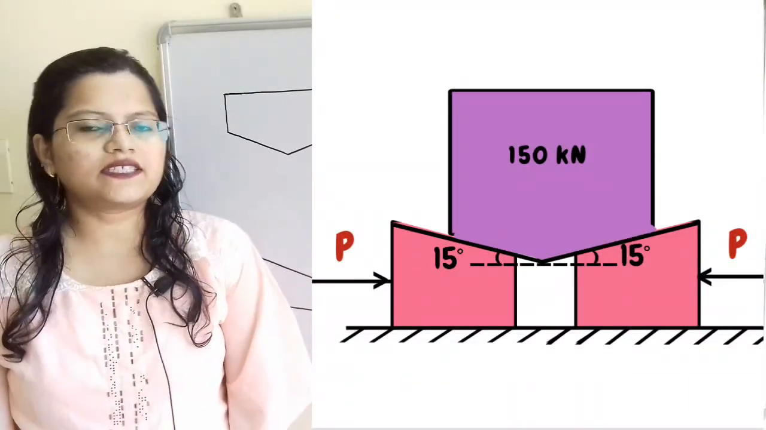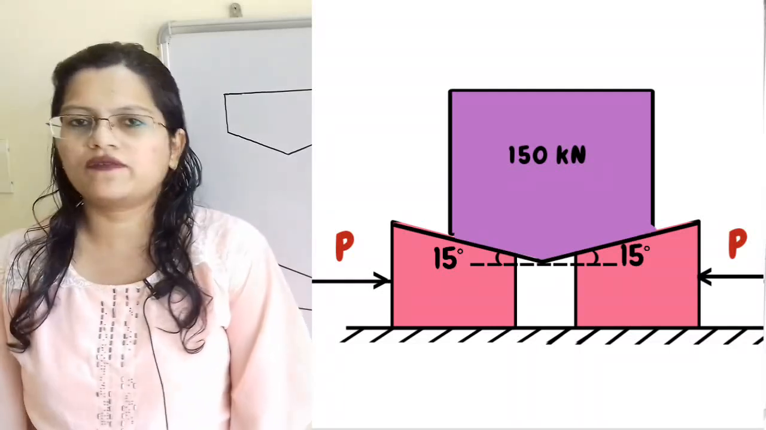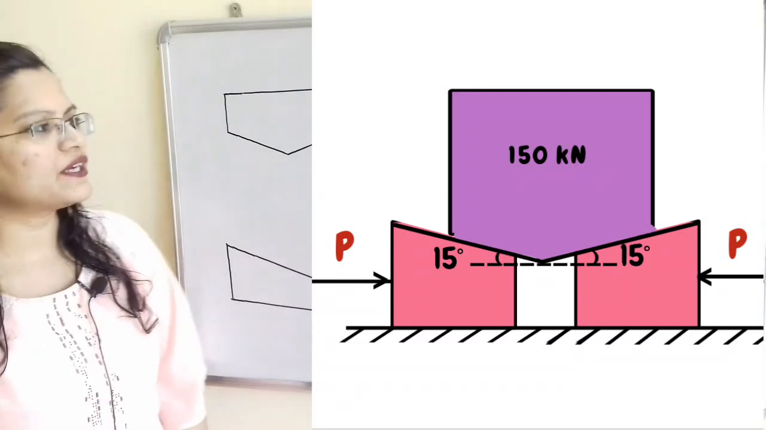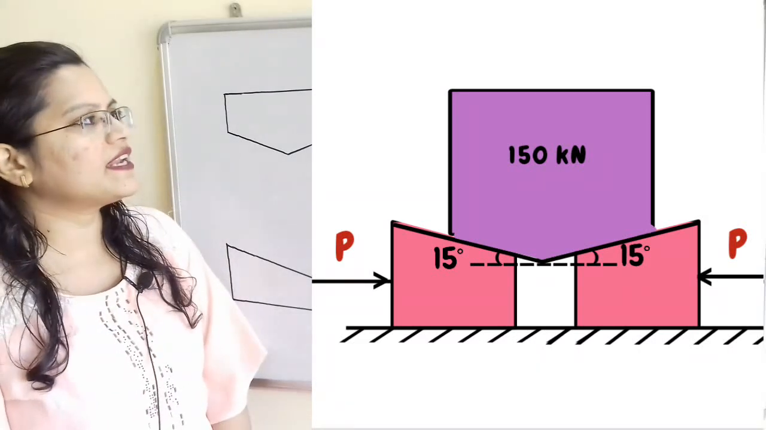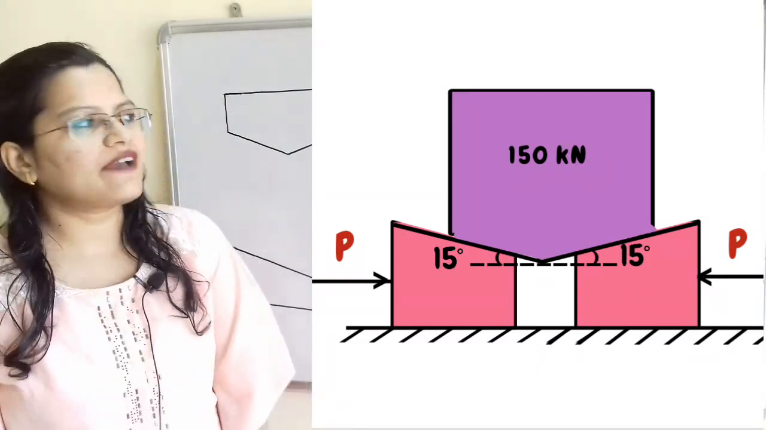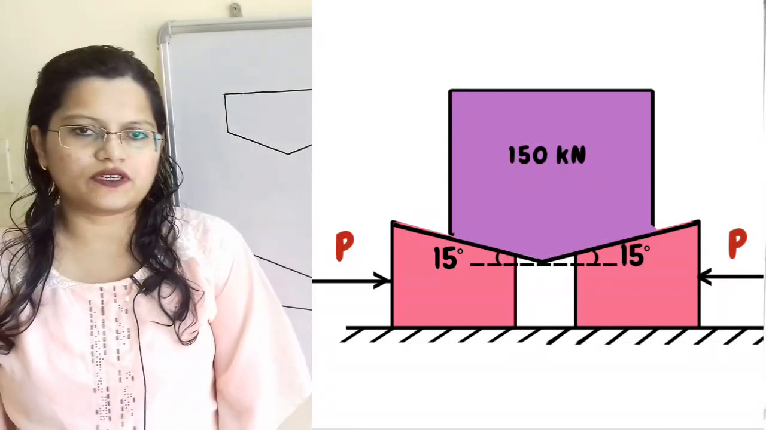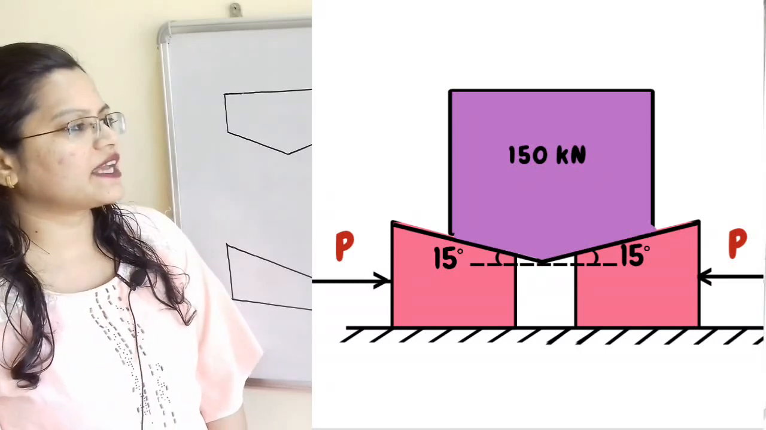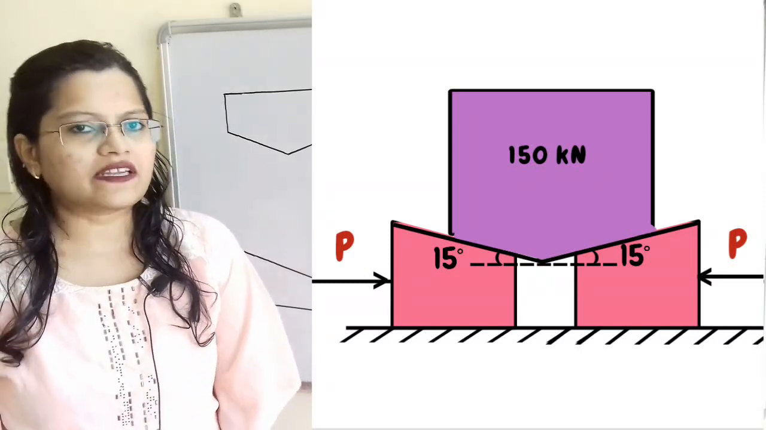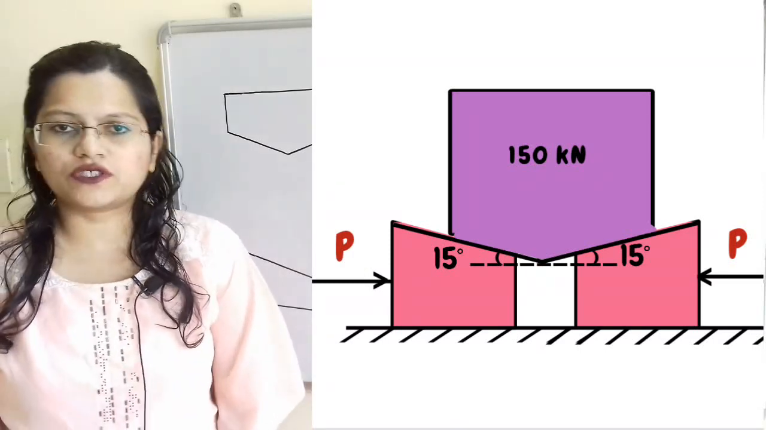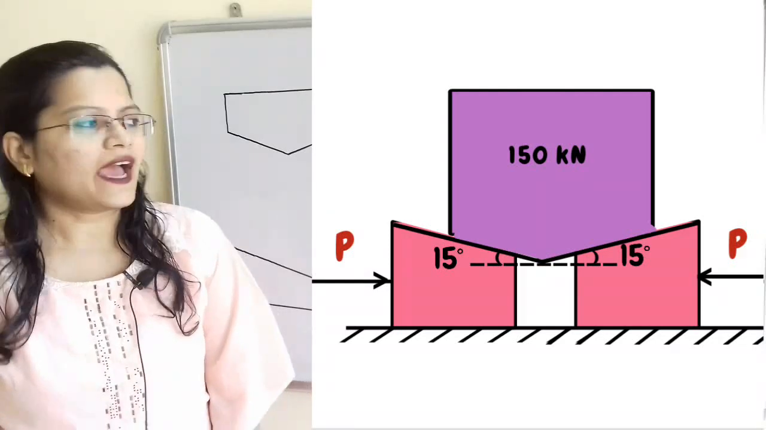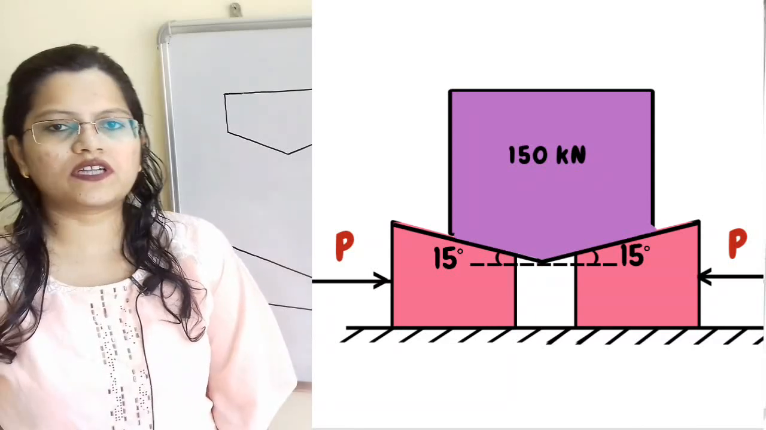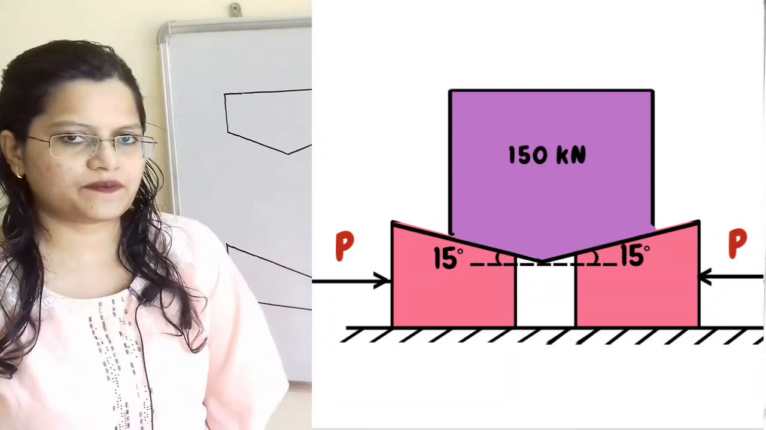Let us understand the given question with the help of the diagram. We have to find out the force P which is applied on the wedges so that it will lift the block which has weight 150 kN. If we observe, these wedges have the same inclination, that is 15 degrees with the horizontal line, and these wedges are also in contact with the horizontal surface at their base.